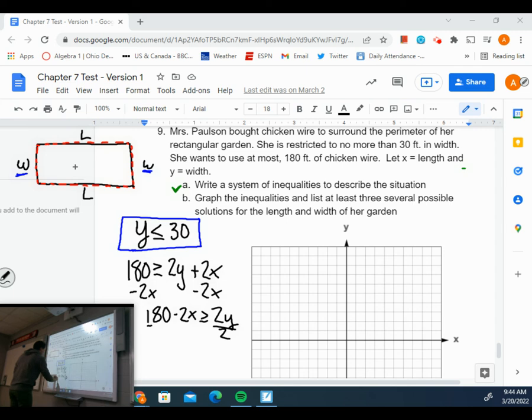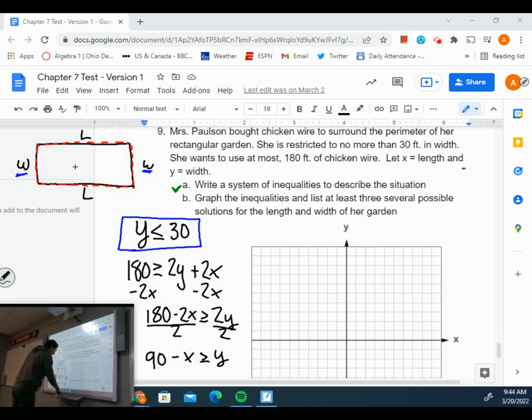And then divide everything by 2. And this is really key. We've talked about this a lot. When you divide one side of the inequality by something, the entire other side has to be divided. And if you want more information on maybe why we do that, we can talk about that one-on-one, but I'm not going to dig into that in this video.